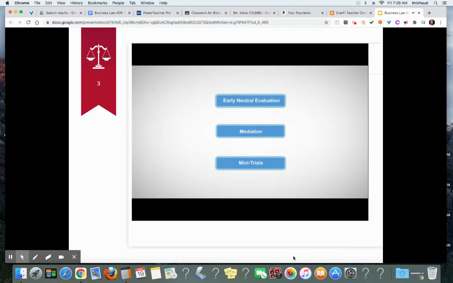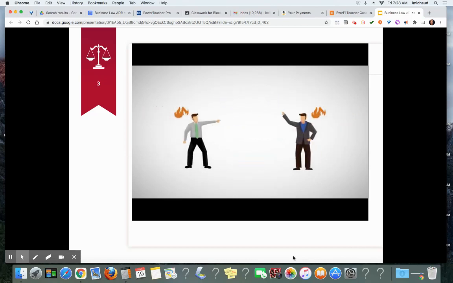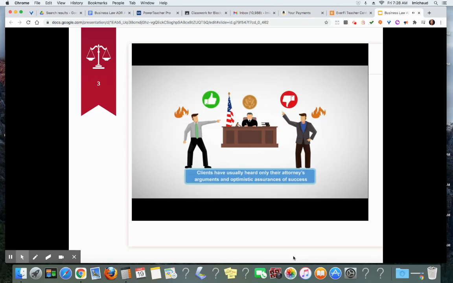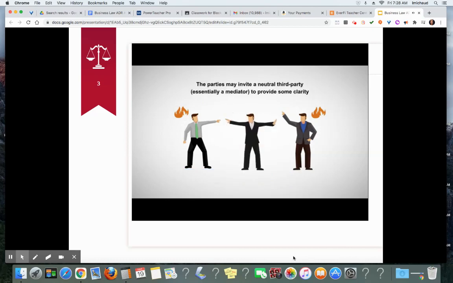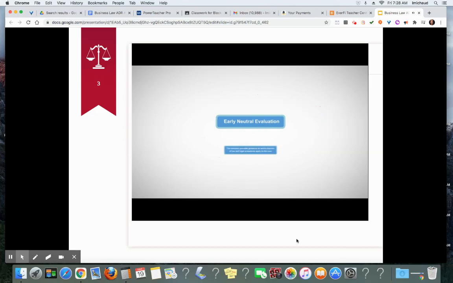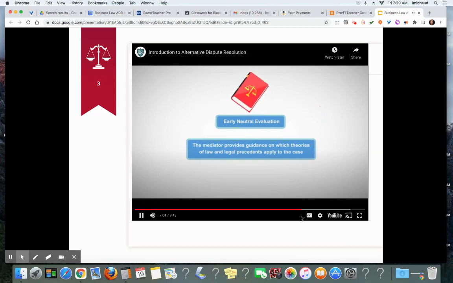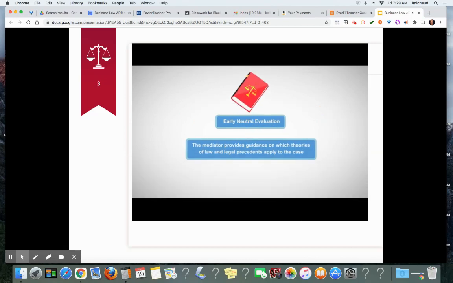Early on in litigation, parties have different views on how the law should apply to their facts. They will inevitably disagree on how a court or jury might rule on certain issues. At this stage of litigation, clients have usually heard only their attorney's arguments and optimistic assurances of success. In these instances, the parties may invite a neutral third party, essentially a mediator, to provide some clarity. In an early neutral evaluation, the mediator provides guidance on which theories of law and legal precedents apply to the case.